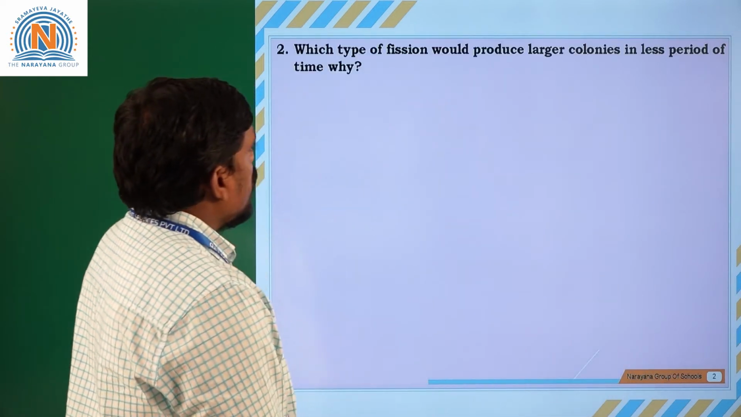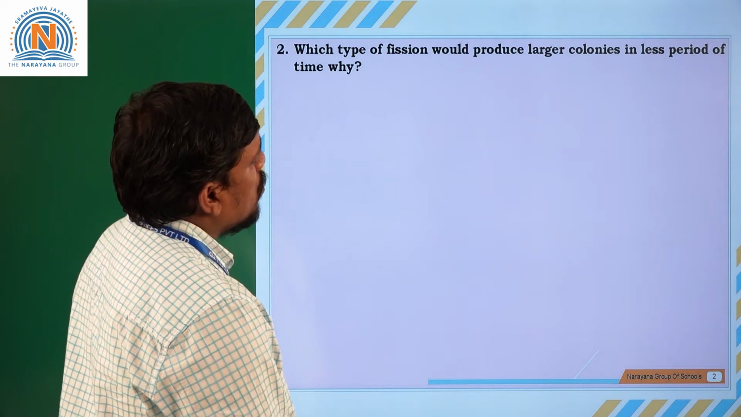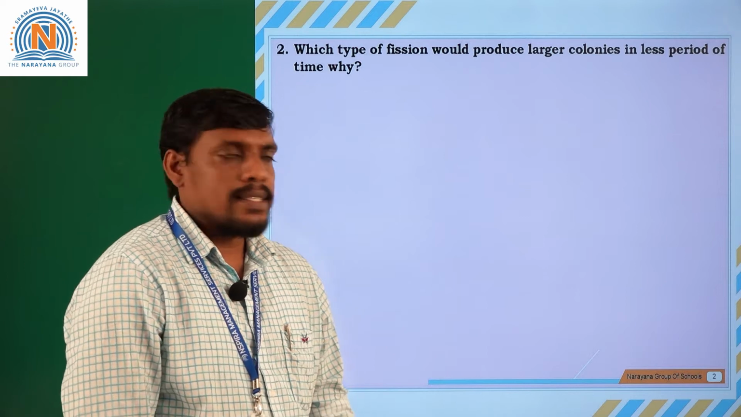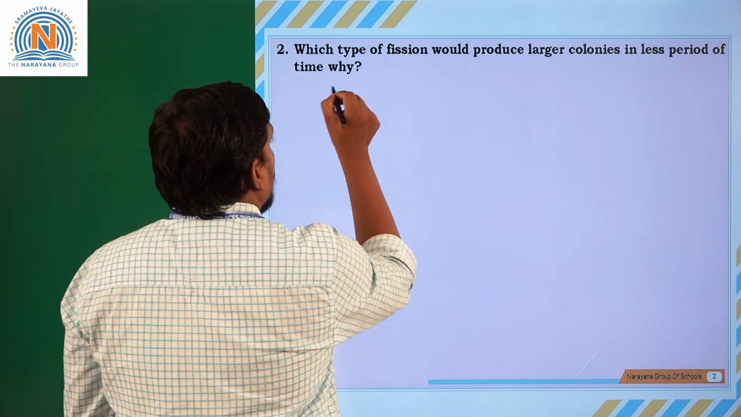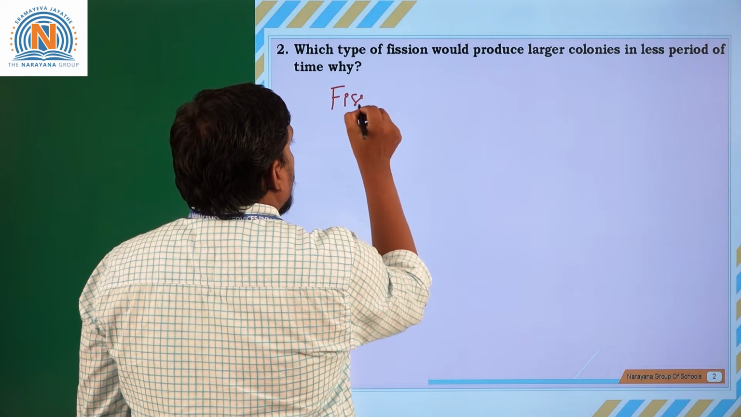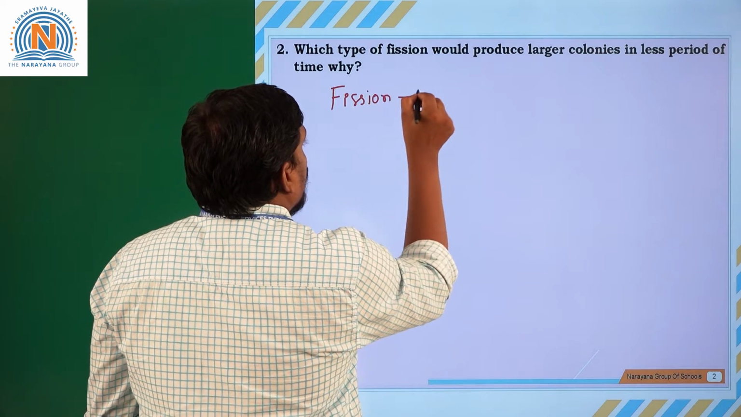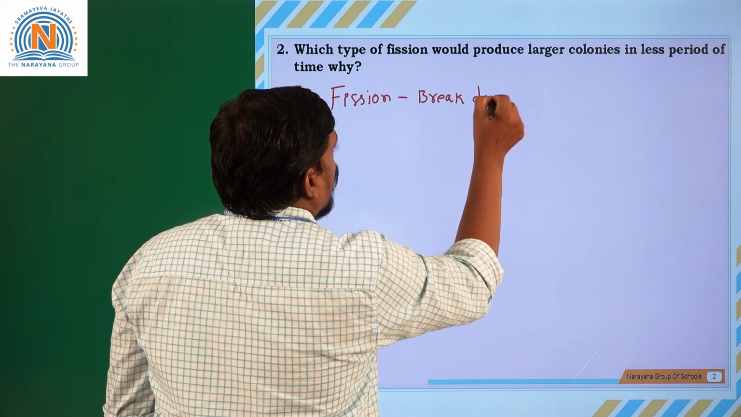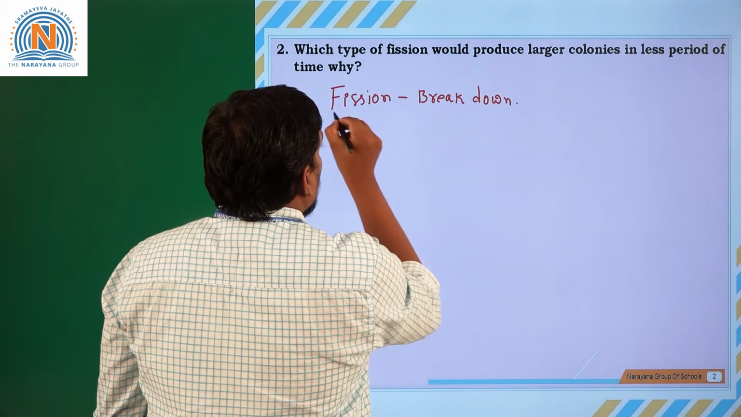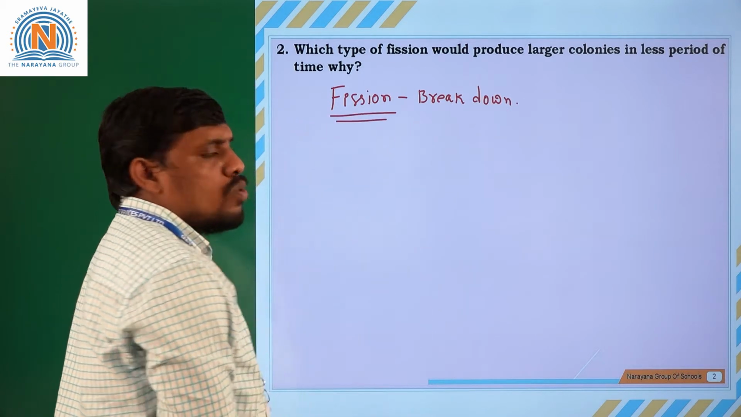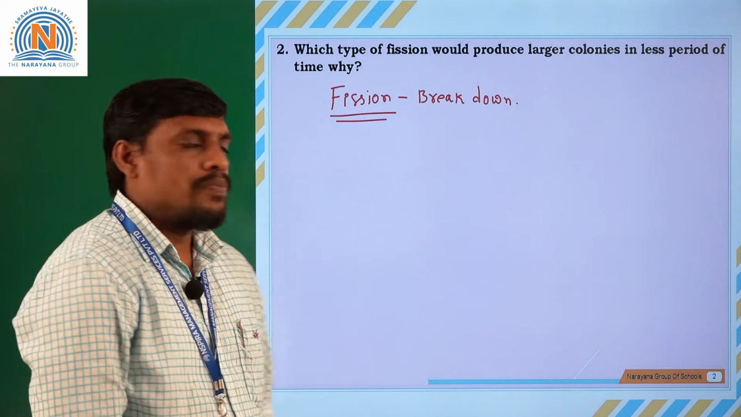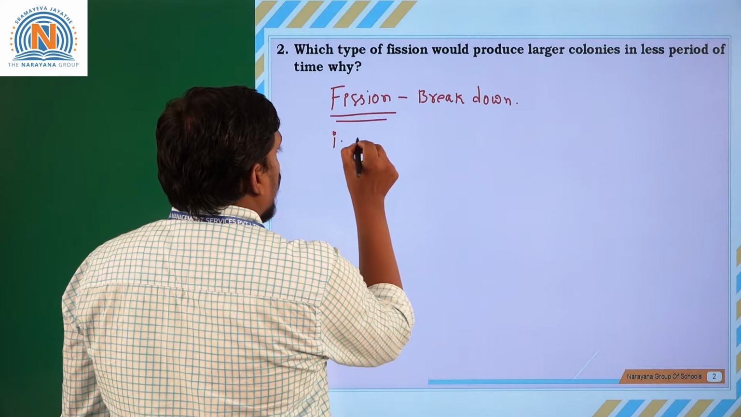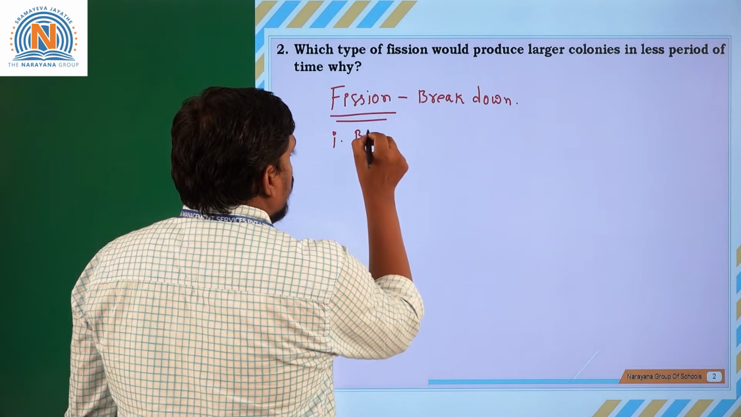Second one: which type of fission would produce larger colonies in a lesser period of time? Why? What do you mean by fission? Fission is nothing but breakdown. Breakdown of a living organism into multiple pieces or two equal pieces is called fission. Fission has been classified into two different types. What are those? First one, binary fission.